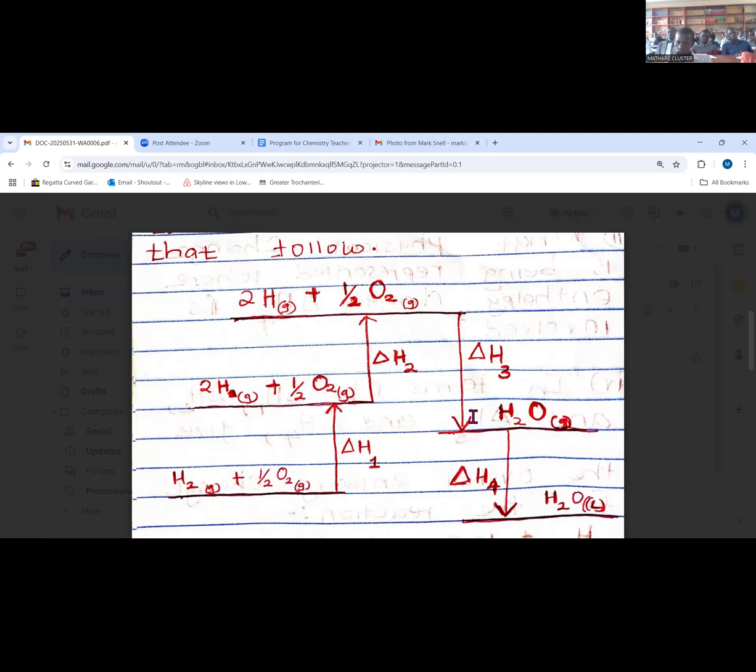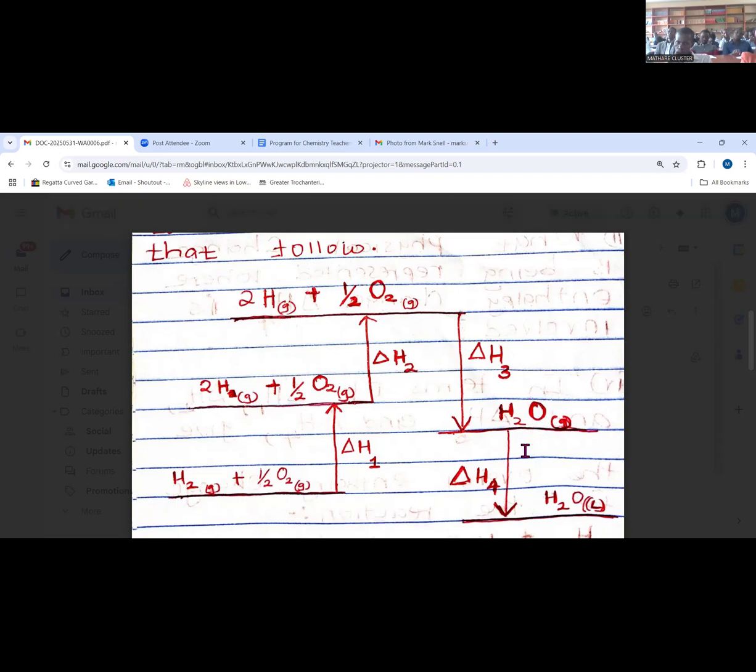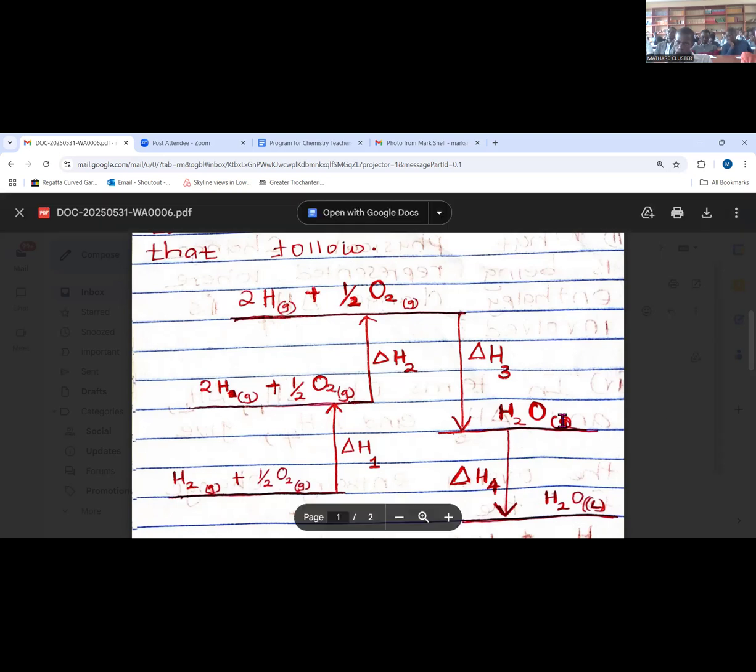This one here is the formation of H2O as a gas, and that there is from gas to liquid. That's the liquefaction. That's the reverse of boiling, isn't it? If you look at it, it's condensation there.